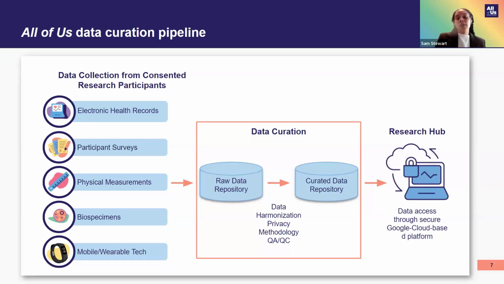So the image on your screen provides an overview of the All of Us data curation pipeline. We here at the Data and Research Center receive participant data from our partners, and then that participant data undergoes a curation process in which we go through quality control measures and remove direct identifiers from our participants and then upload that information into our secure cloud platform.